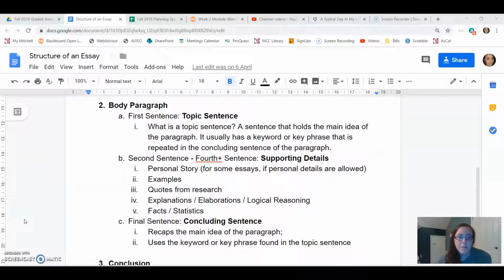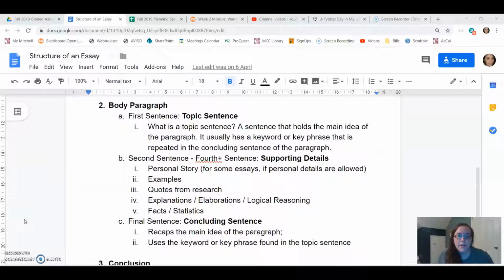Of course, personal stories in the right prompt can be effective supporting details. For this essay, absolutely, personal stories are exactly what I'm looking for. There are going to be essays that we have in this class and essays in future classes where you can't write about yourself at all. So just make sure that you fully understand the writing prompt before incorporating a personal story as a supporting detail.